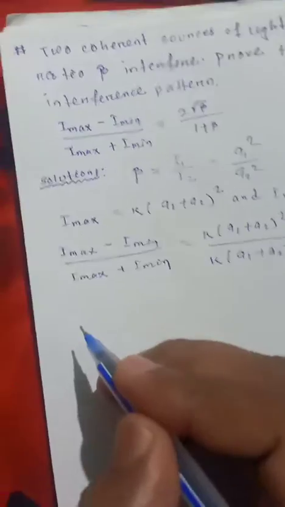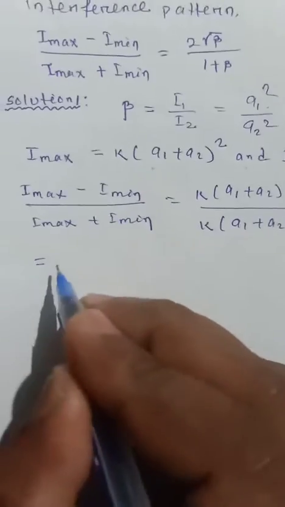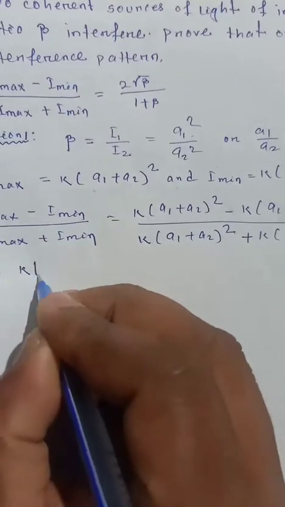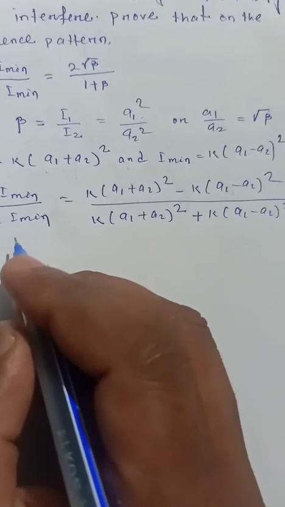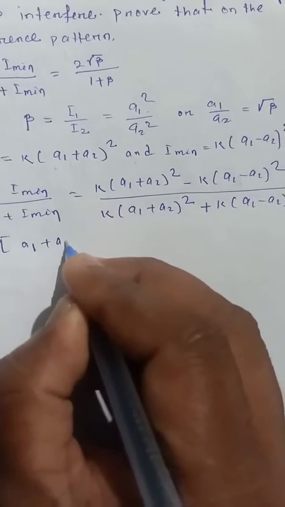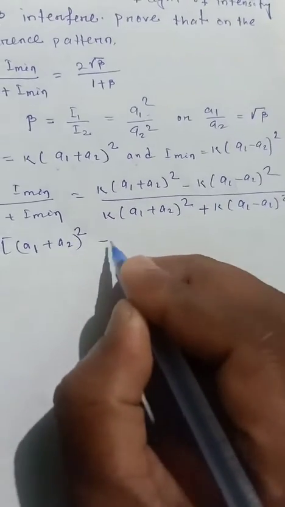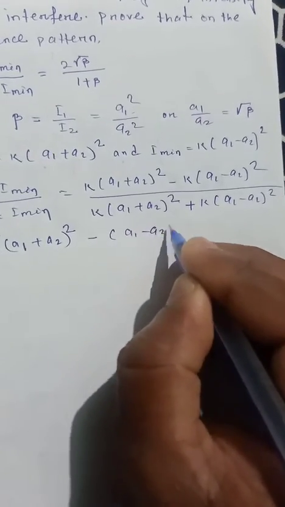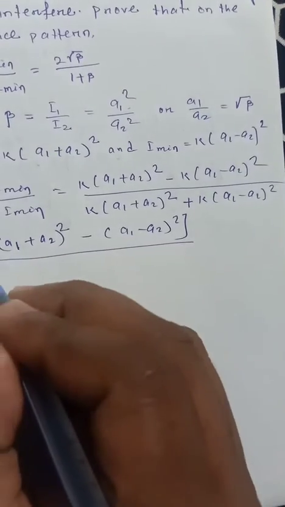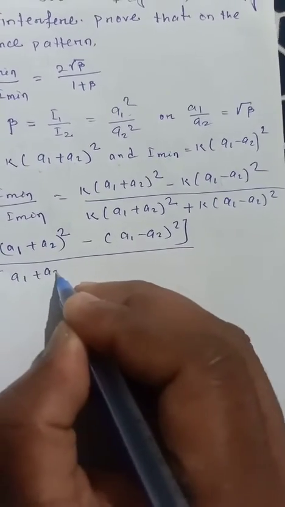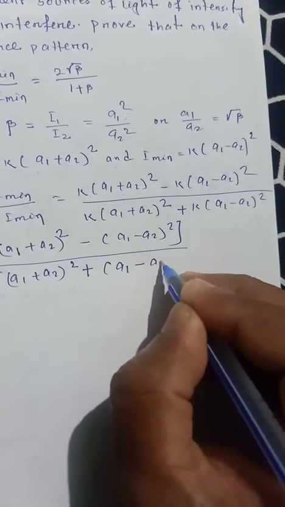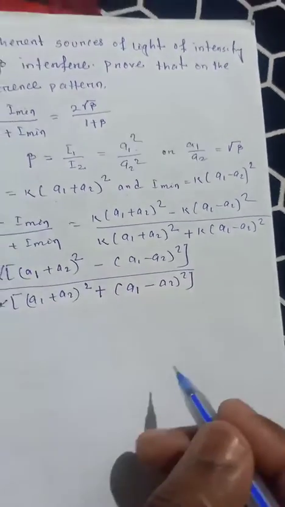Now taking K common. (A plus B) whole square minus (A minus B) whole square is equal to 4AB. Similarly, in the denominator, (A1 plus A2) whole square plus (A1 minus A2) whole square. That K will be cancelled.